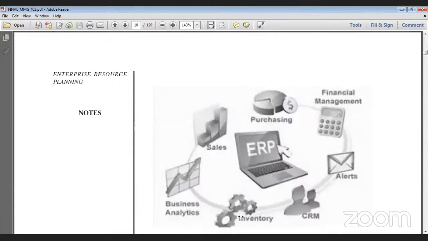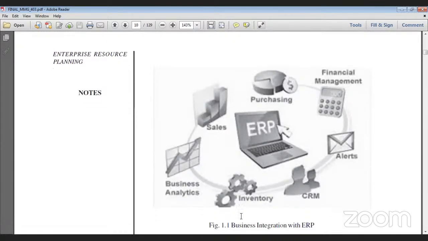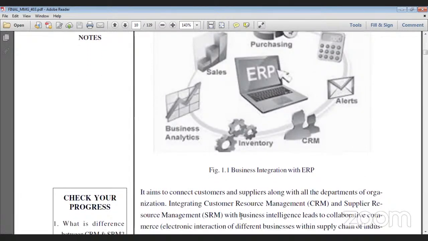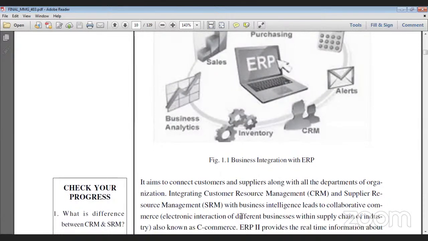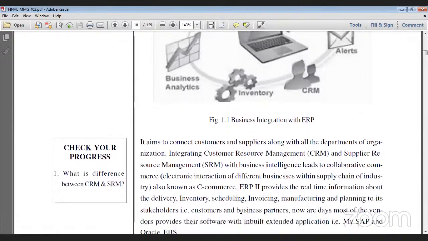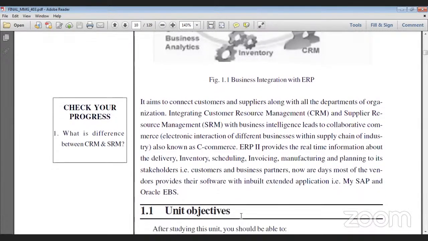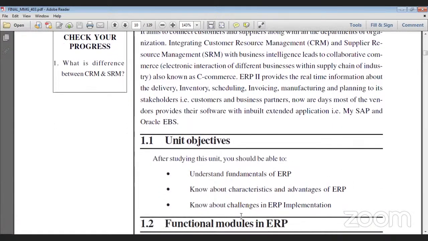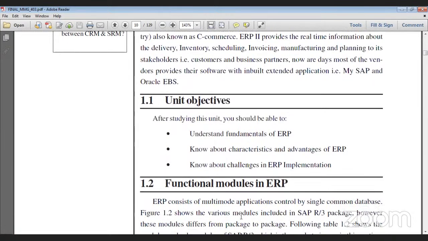Here is figure number 1, business integration with ERP. It aims to connect the customers and suppliers along with all the departments of the organization, integrating customer resource management, that is CRM, and supply resource management, that is SRM. The unit objectives here are understanding fundamentals, knowledge about characteristics and advantages of ERP, and know-how of challenges.